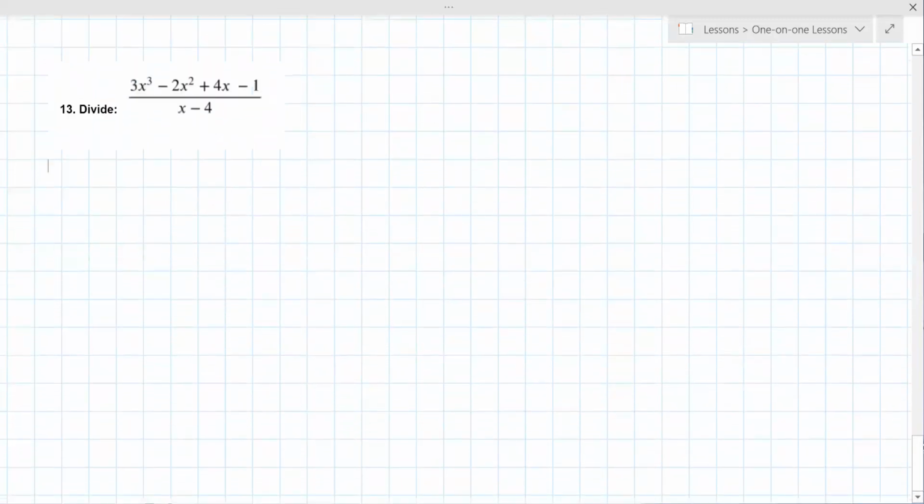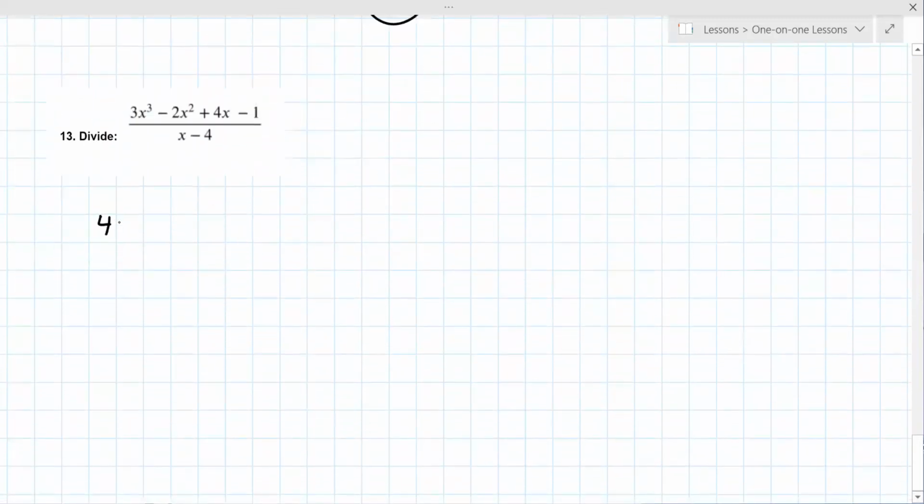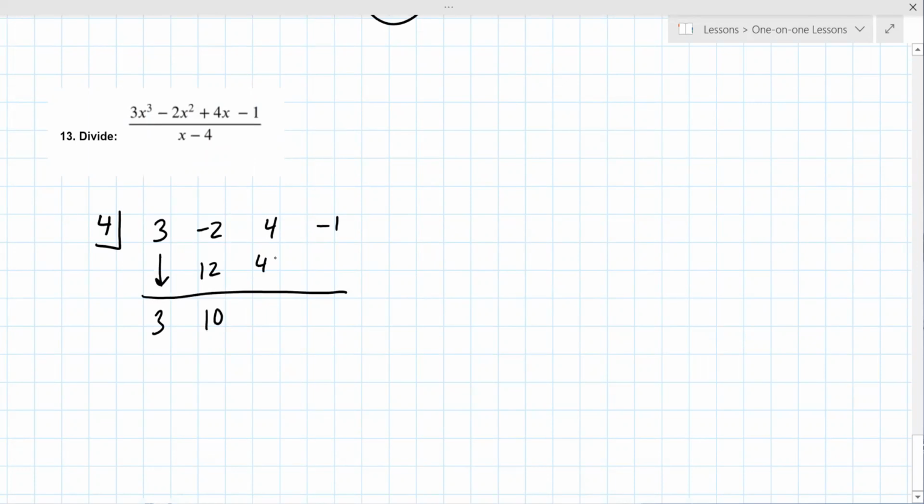Okay, so with synthetic division, we're going to put 4 in the box because 4 is what makes the bottom 0. And then you put the coefficients here. Okay, and then you bring the first one down. So bring the 3 down. 3 times 4 is 12. Okay, 10 down here. 10 times 4 is 40.